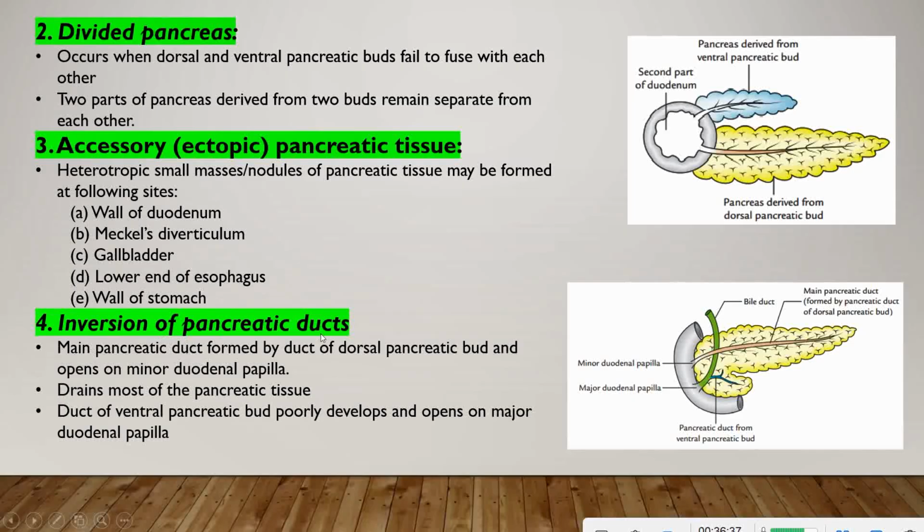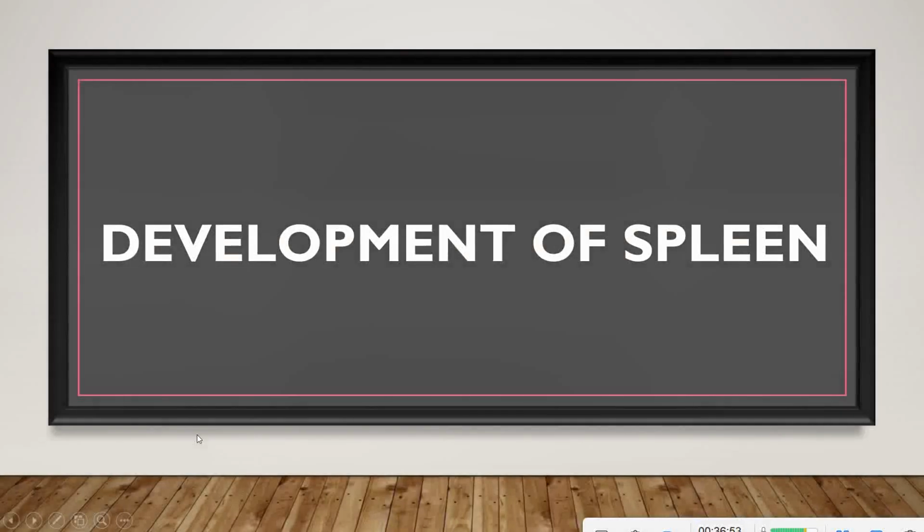Then there can be inversion of the pancreatic duct. So the main pancreatic duct is formed by the duct of the dorsal pancreatic bud and opens on the minor duodenal papilla, and it drains most of the pancreatic tissue. The duct of the ventral pancreatic bud is poorly developed and it opens on the major duodenal papilla.